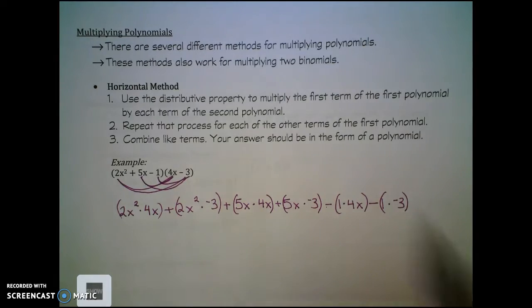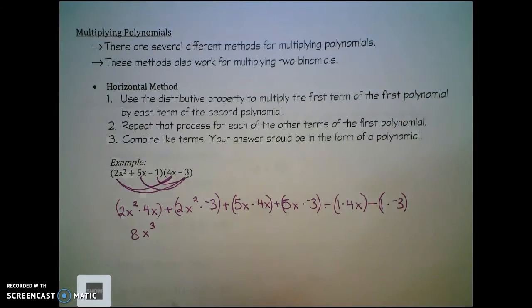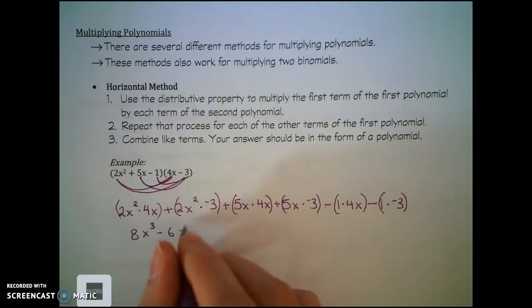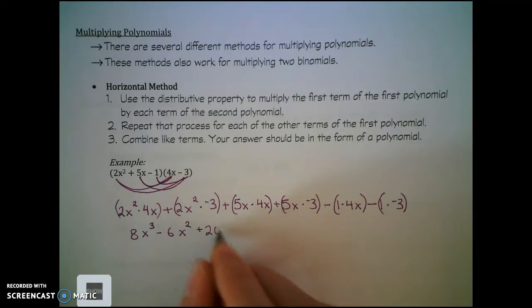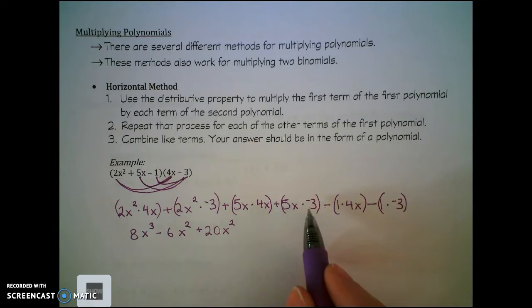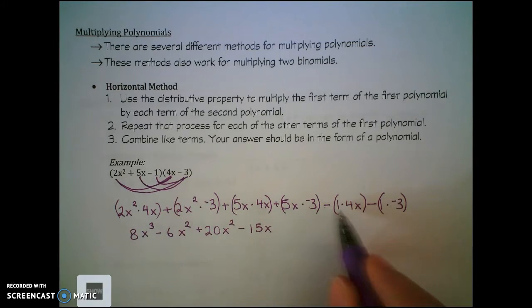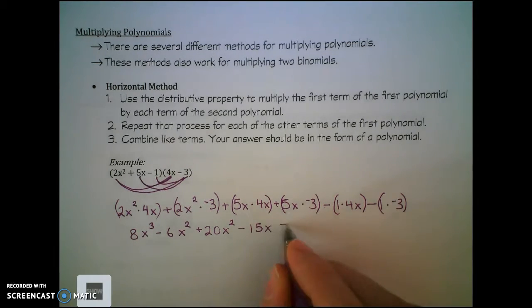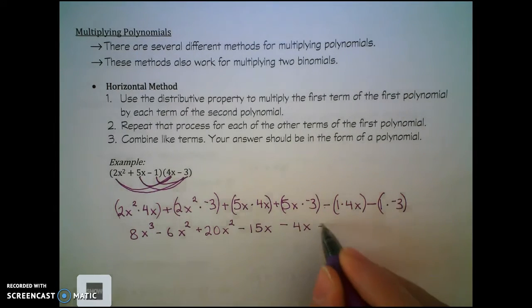Now I'll simplify. 2 times 4 is 8. X squared times x is x cubed. 2 times negative 3 is negative 6. Then I have x squared. 5 times 4 is 20. And x times x is x squared. 5x times negative 3 is negative 15x. Negative 1 times 4x is negative 4x. And negative 1 times negative 3 is a positive 3.